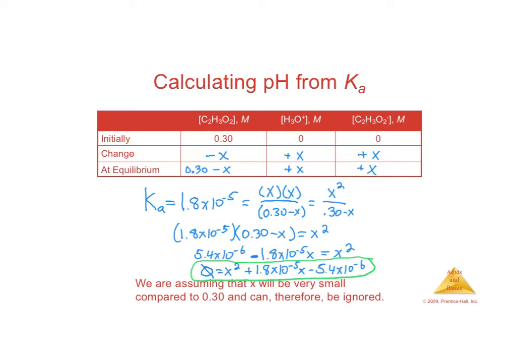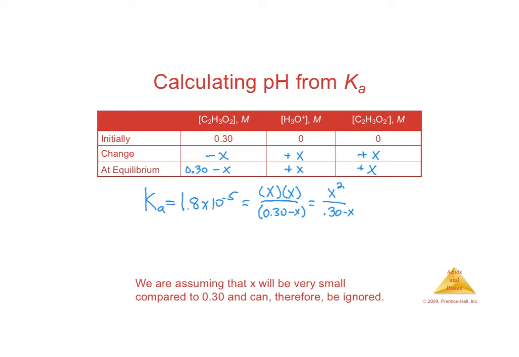What we want to do is take advantage of situations where we can avoid having to solve the quadratic equation. And this is where the 5% rule of percent ionization comes in handy. So let's get rid of all this quadratic equation mumbo jumbo and take a look at what I'm talking about.